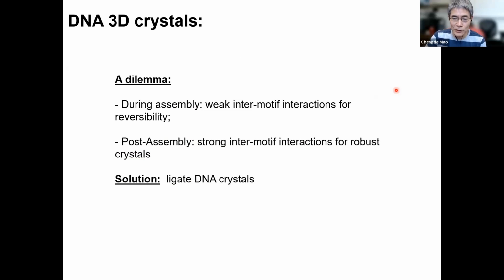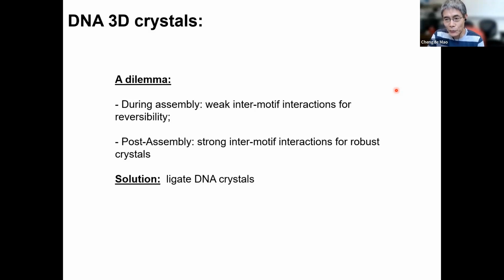Well, for DNA crystal engineering, when we assemble the crystal, we want the interactions between the building blocks to be as weak as possible, because only weak interactions allow the assembly process to be reversible. But after we assemble the crystal, when we talk about applications, when we want to use the crystal to do something, we want the crystal to be robust. This is the intrinsic problem.